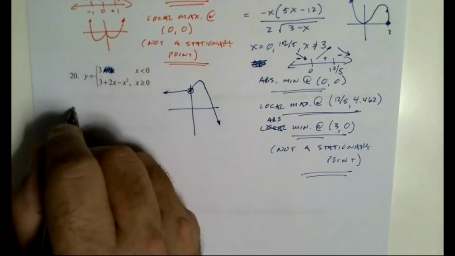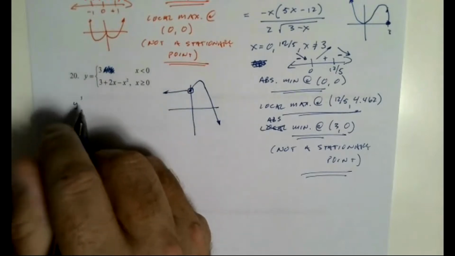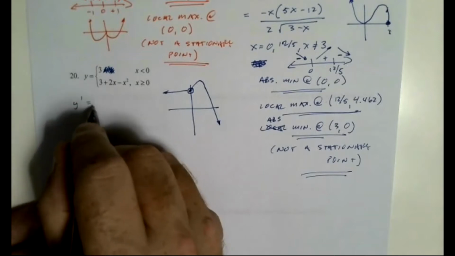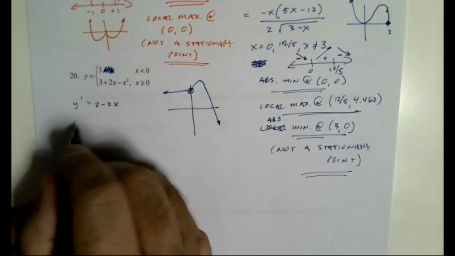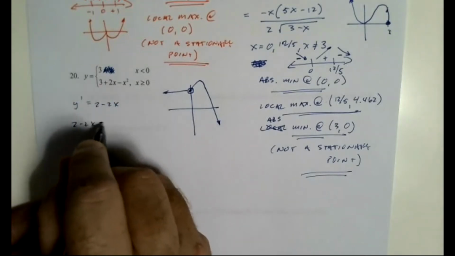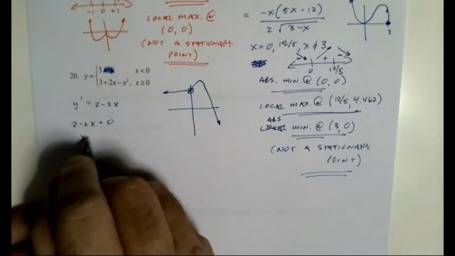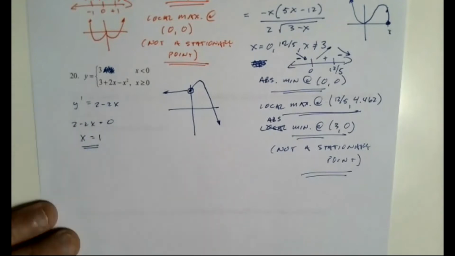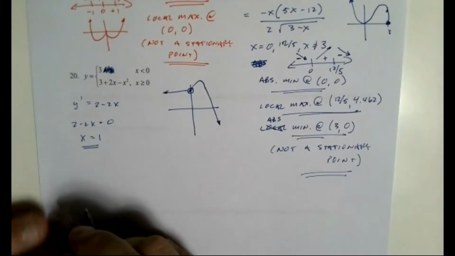Let's go find it. Y prime of the bottom is 2 minus 2x. 2 minus 2x equals 0. X equals 1. All right.